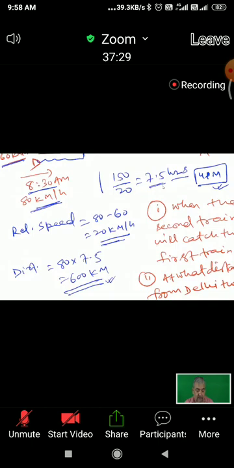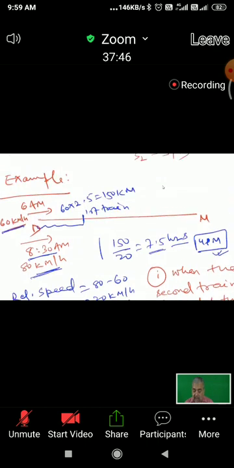Dishu Sharma, the first train started at 6 a.m. and the second train started at 8:30 a.m. So there is a gap of 2.5 hours. In that much time, how much distance has the first train traveled? Obviously, that will be speed into time. 60 into 2.5, that is 150 kilometers. It means when the second train started, the first train is 150 kilometers ahead of the second train.